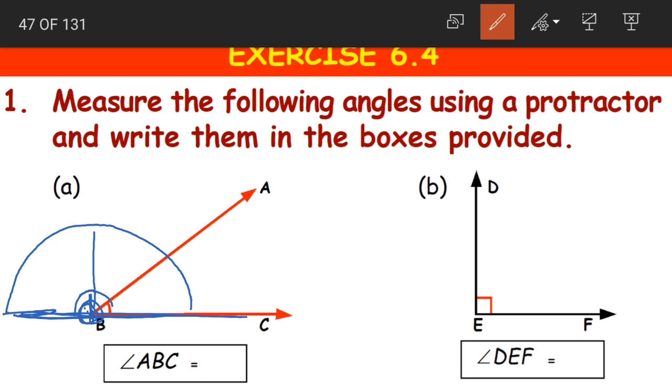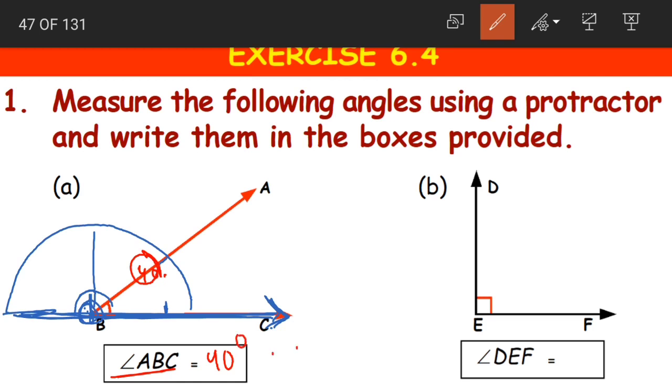Now again, what is the next step? We have to decide which scale to use. Here the base arm, that is our ray BC, is pointing to 0 degrees on the inner scale. So we have to use our inner scale, children. Let us assume that here it is 60 degrees. No, not 60, it won't be 60. Yes, it would be around 40 degrees, suppose 40 degrees. So on the inner scale the reading is 40. So the measure of this angle ABC becomes 40 degrees.